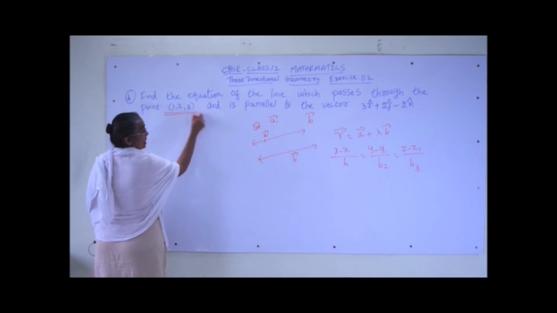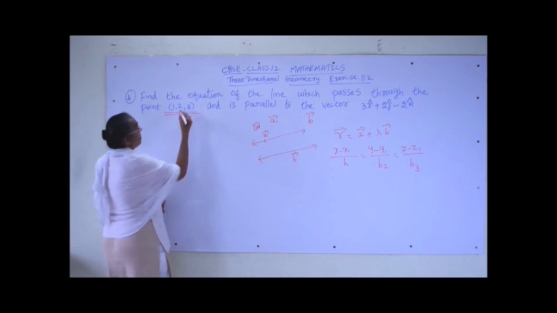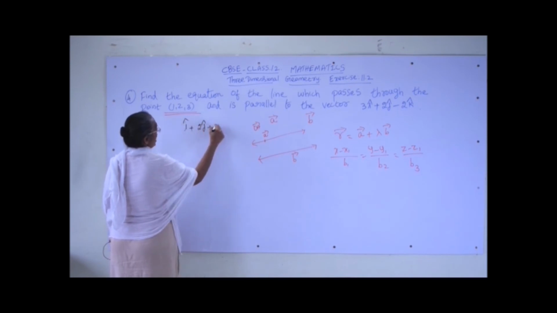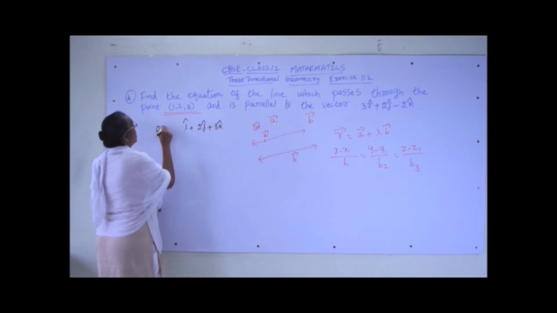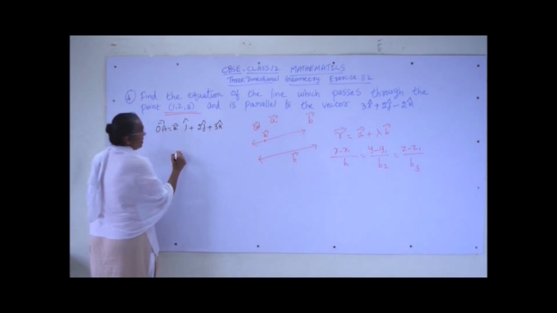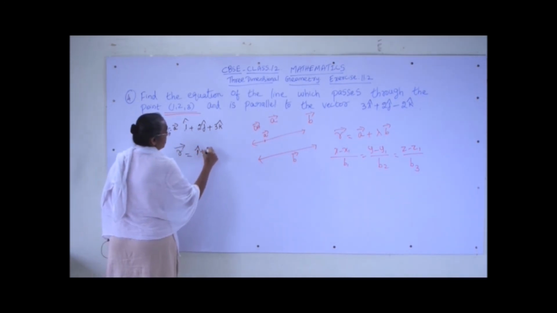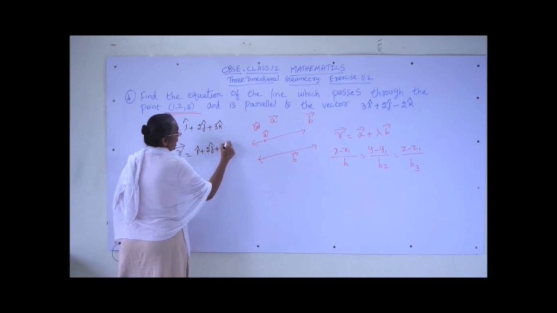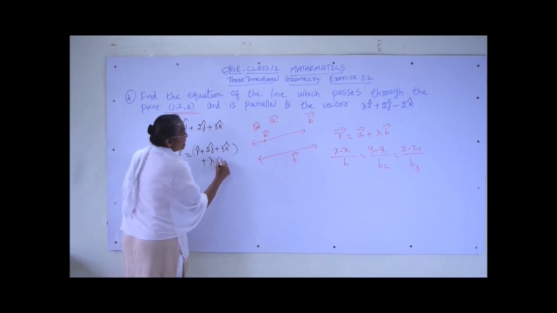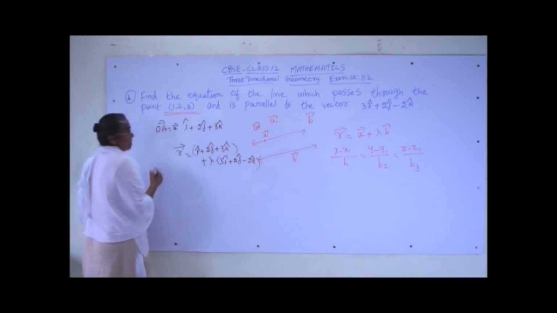So, according to this given problem, it is passing through the point. If I want to write the A vector, it is nothing but the point, we can write it as i cap plus 2j cap plus 3k cap. This is my OA or A vector, and B vector is given. So, the vector equation of the line is R vector is equal to i cap plus 2j cap plus 3k cap plus lambda of B vector, which is 3i cap plus 2j cap minus 2k cap. This is the vector equation.